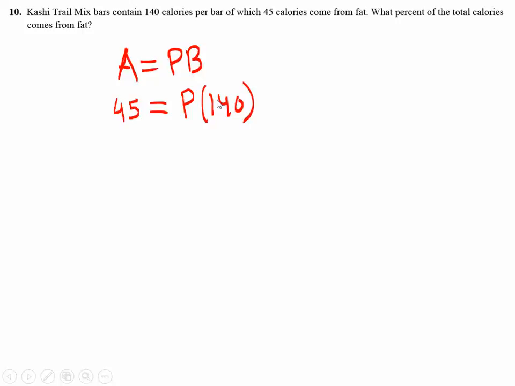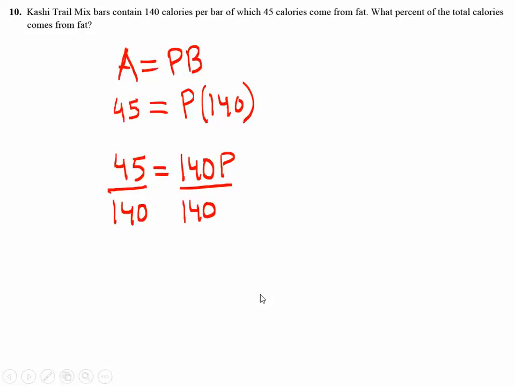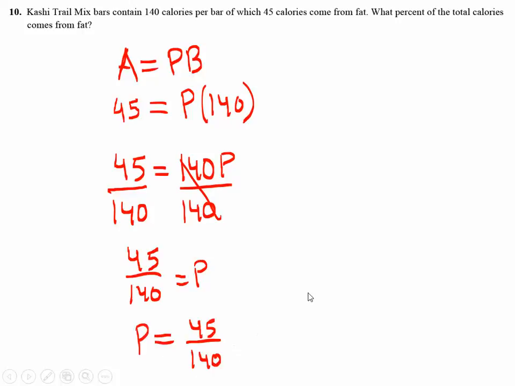All right, again, getting rid of parentheses here, so 140 times P will be 140P. Divide both sides by 140. All right, that cancels off, so 45 over 140. Don't like the P on this side. I like my variable on the left, so how about P equals 45 over 140?